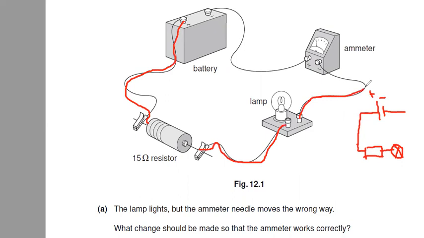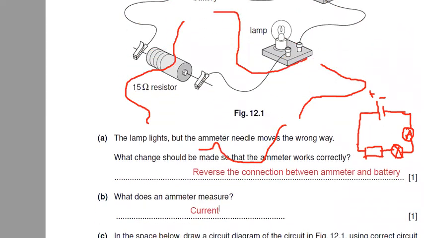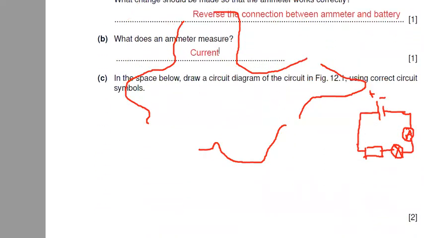The other part of the lamp is connected to an ammeter. So we could draw it like this, and each side. And then the other part of the ammeter is connected to the battery, and here is the battery. That's the circuit, and this is how it is all connected in series.